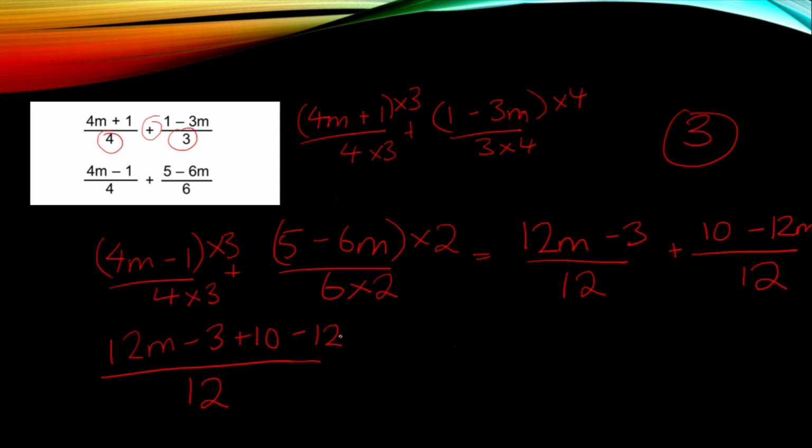Now 12m take away 12m is 0. 10 minus 3 is actually 7 over 12 again, which was our previous answer. Exactly the same. Would you fancy that? Oh well, that's a bit interesting. That's strange, but anyway, that's to do with adding.